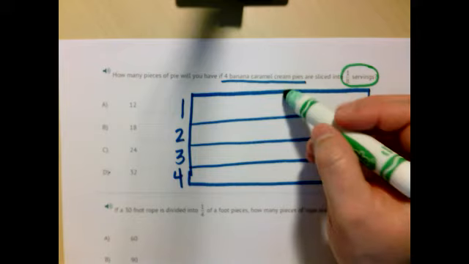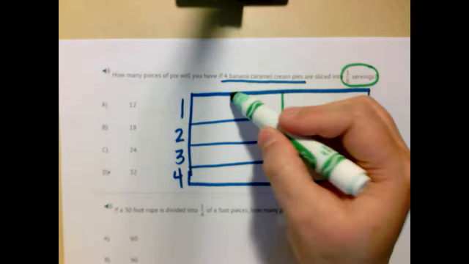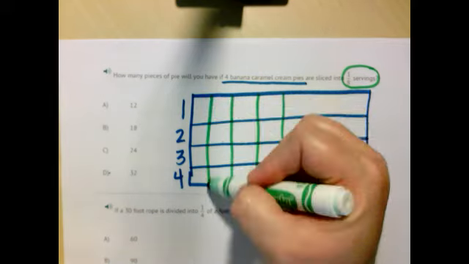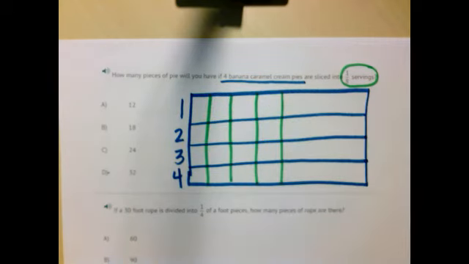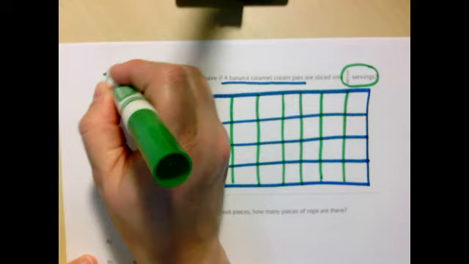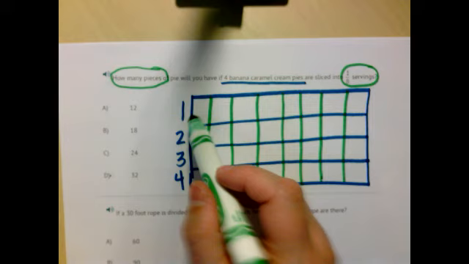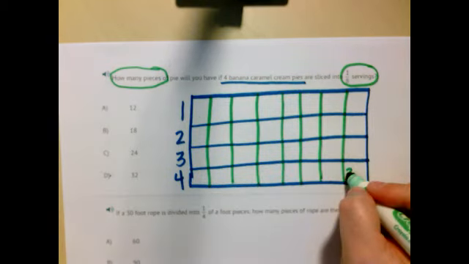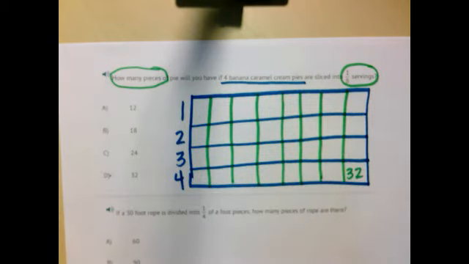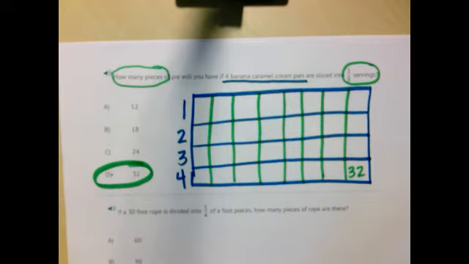So I have to split these into 8ths. So I'm splitting every single pie into 8 pieces. So how many total pieces, remember they're asking me, how many total pieces do I have here? So when I start counting, I'm going to count all the way up, and I'm going to find out that I have 32 pieces of pie. So my answer would be D, 32.